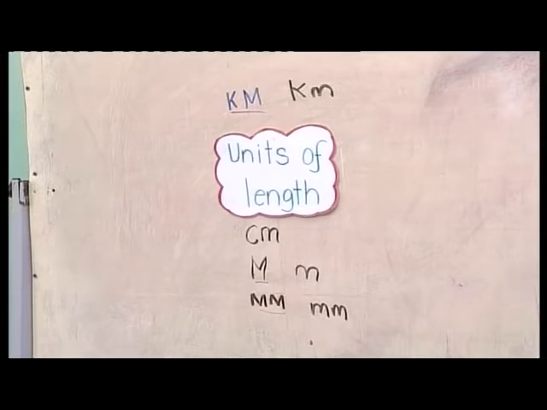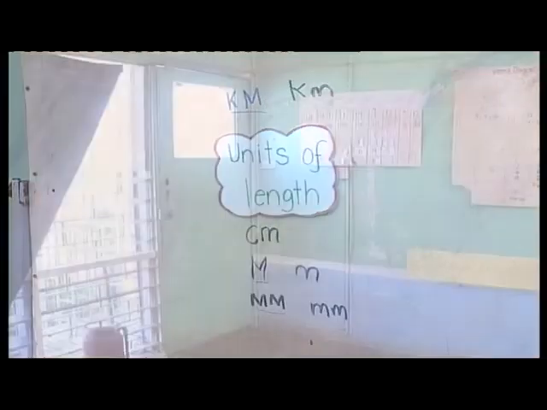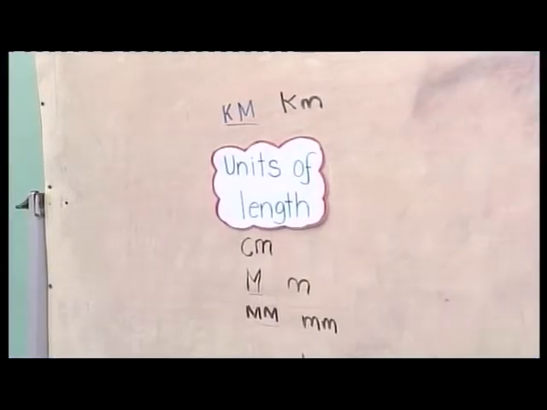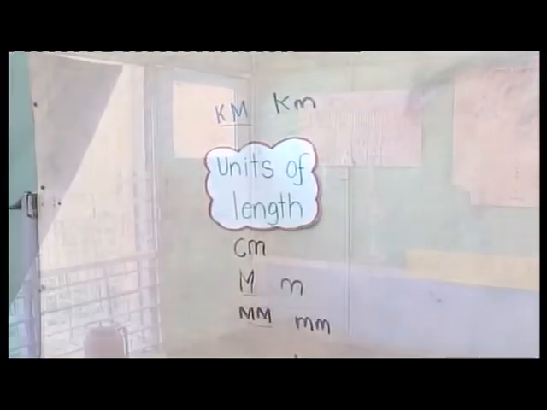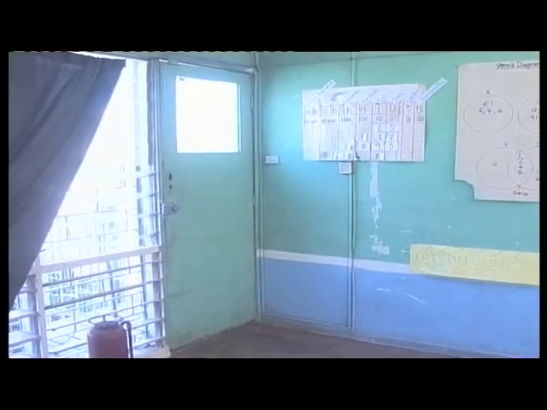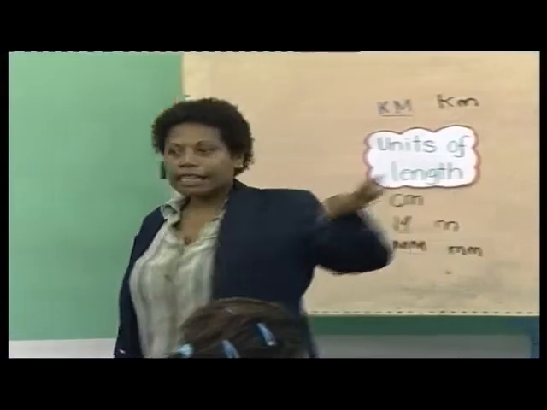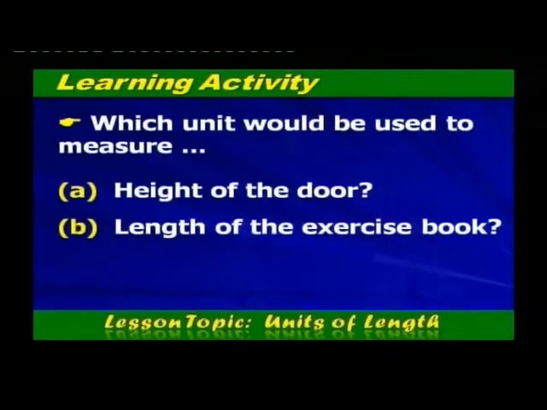Very good. You agree with Ken, everyone? All right. Meters. If you look at the height of the door, I think meters would be most appropriate to measure the height or the length of the door. You would use meters. Okay, good. What about the next one? The length of the exercise book.